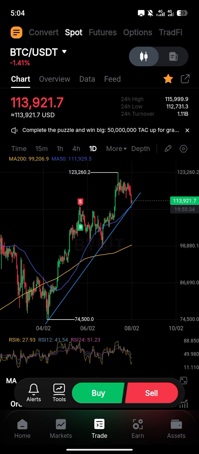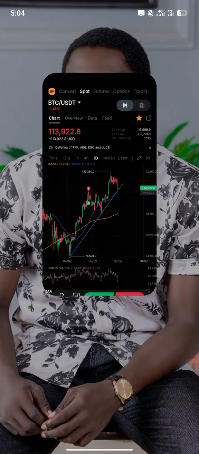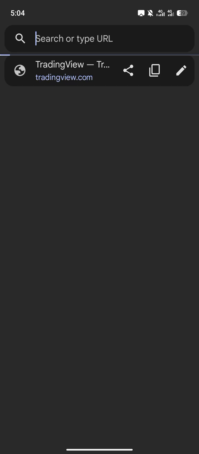So that is what support and resistance, moving average and RSI is. Let me use TradingView to explain. Imagine you want to use, for me I use TradingView. It gives me a better picture.